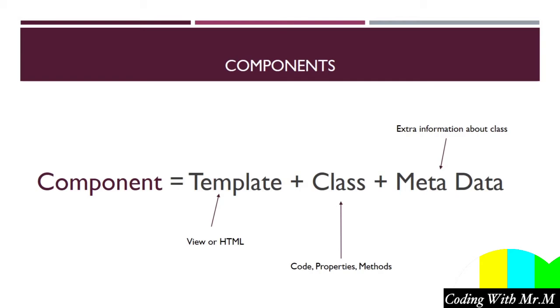A component also comprises a class. A class is the place wherein all the code, the properties, the methods, everything defining what's going to happen in the application comes. The class is generally preceded by a component decorator that we'll discuss in the next part. Then a component also comprises some metadata, which contains all the information about the class, about the Angular application.